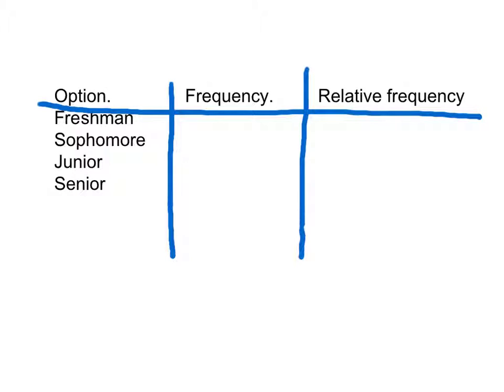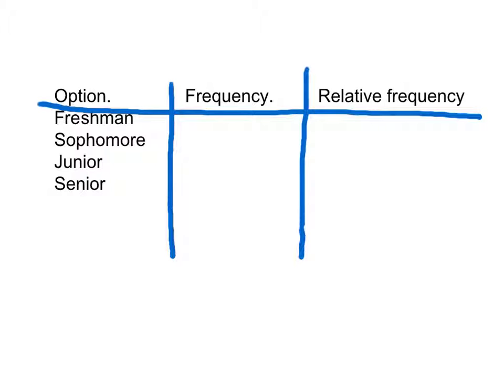A new club has 3 freshmen, 5 sophomores, 11 juniors, and 4 seniors. We're going to make a frequency table for this information. So here we have our options, frequency, and relative frequency that you need in your table. Our options are the freshmen, sophomores, juniors, and seniors.